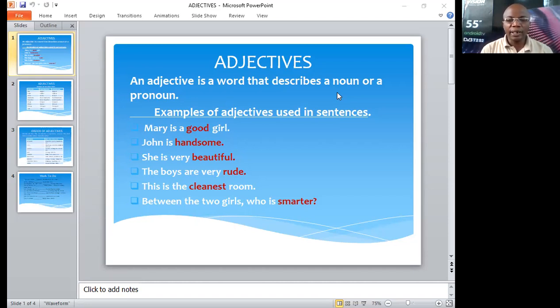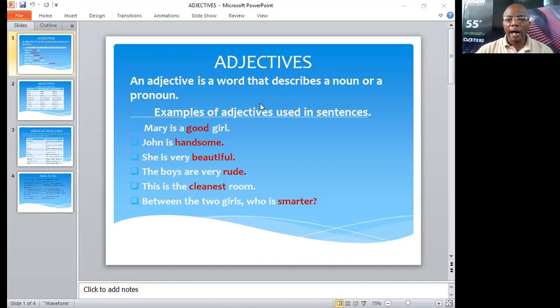This is the cleanest room. So the word cleanest is also an adjective. Between the two girls, who is smarter? Yes, the word smarter is also an adjective.